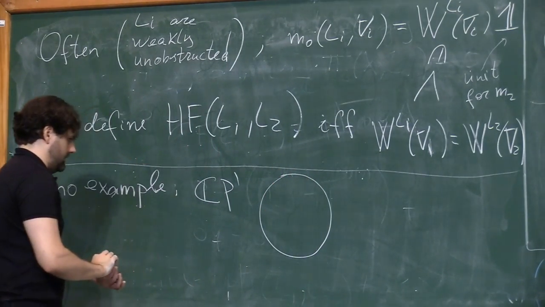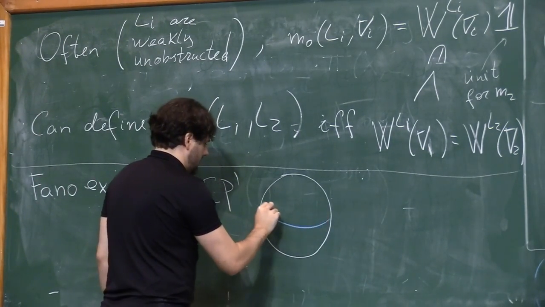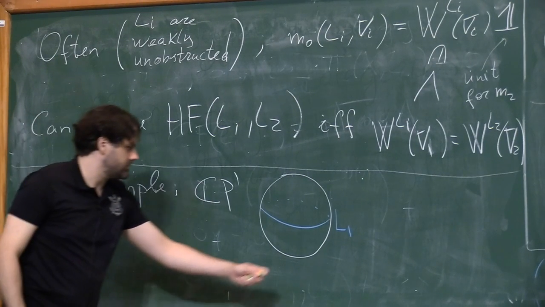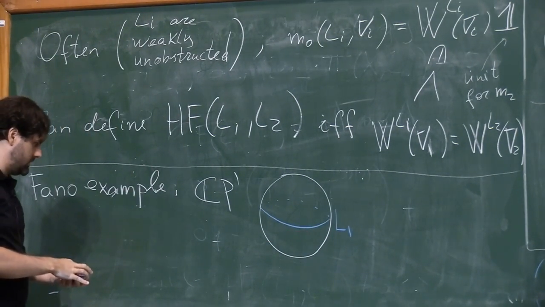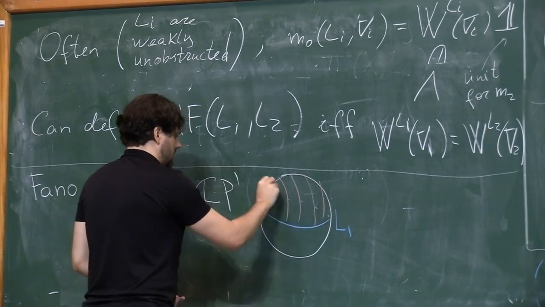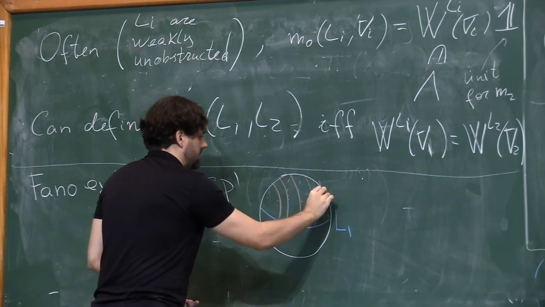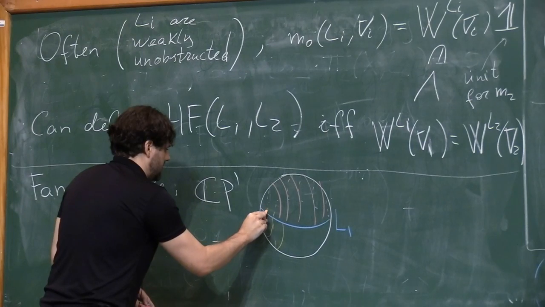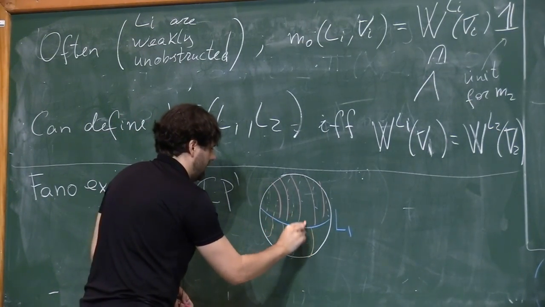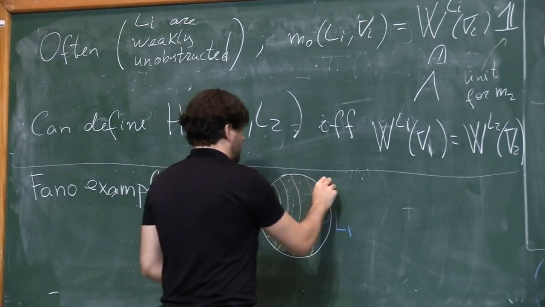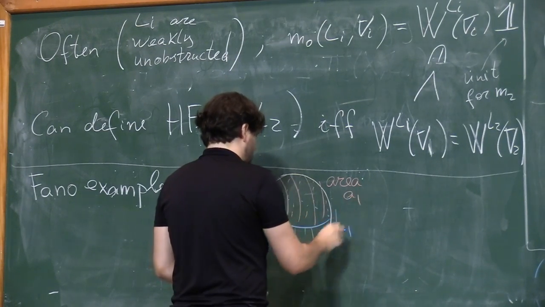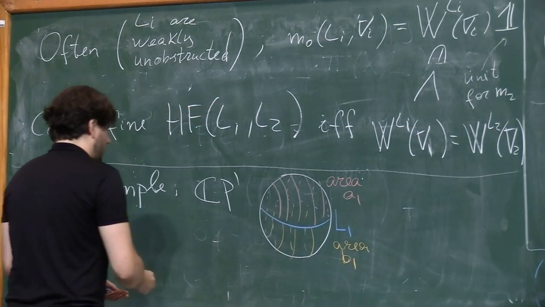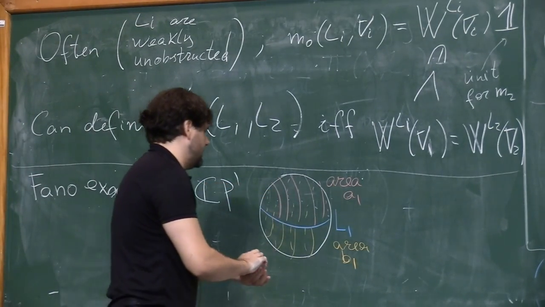So here I have my CP1, my sphere, and then I'm writing here L1. Of course this L1 is obstructed because it bounds two disks that have Maslov index 2. And let's say that the red disk has area A1 and this has area B1. And so this is my L1, and then I have a similar L2.